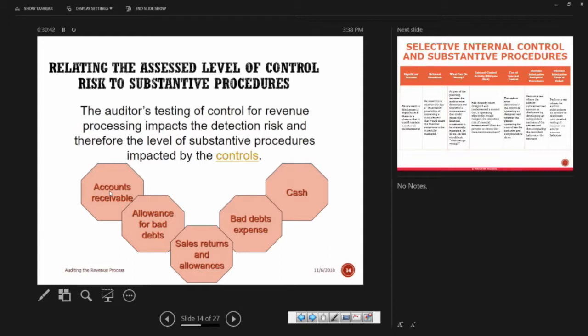Then the auditor would look at, well, this should be the control, but are there compensating controls? And if there are not compensating controls, then the auditor has to determine how significant that control deficiency is, and also whether or not it rises to the level of being a material weakness based on the definition.